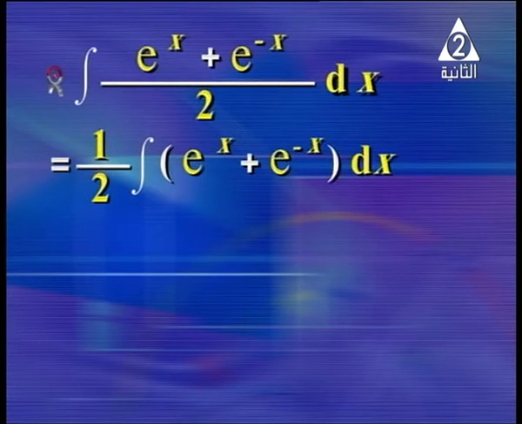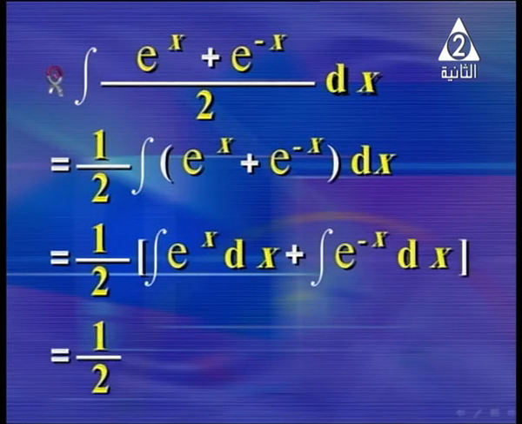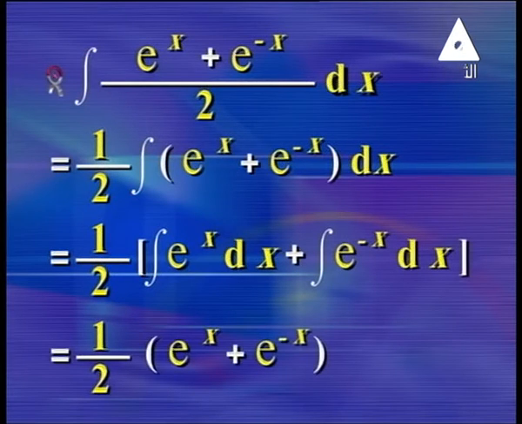What is the integration of e power x? It is e power x. Then integration of the first plus integration of the second equals half multiplied by the bracket containing e power x plus e power negative x, plus c.